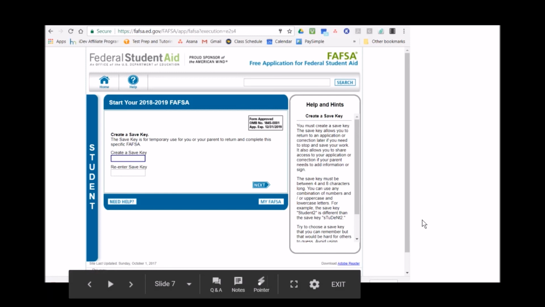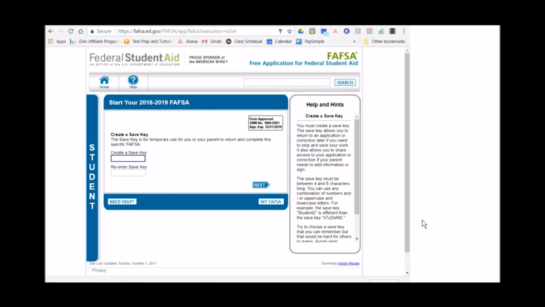Now the next screen, and I don't know why they call it this, says create a save key. A save key really is just a password, a temporary password in case you get kicked out of this, or in case you realize you don't have all the information you need and have to go back. This just allows you to resume where you left off. After you submit the FAFSA, you no longer need to remember this password. So just put in some form of a temporary password that you'll remember if you get kicked out and have to log back in, or if you have to log back in after a day or two when you gather all of the rest of the information that you need.